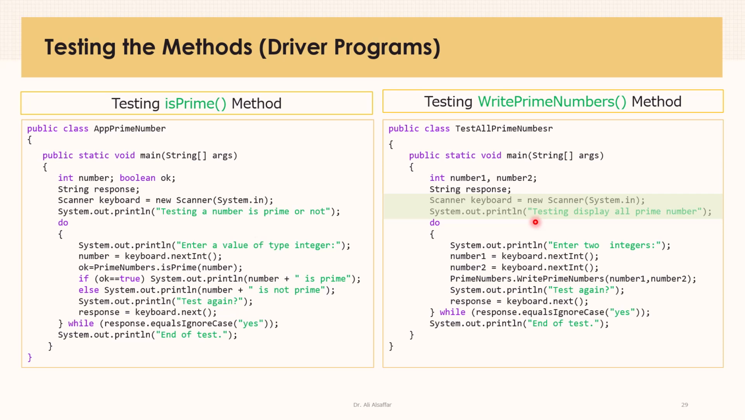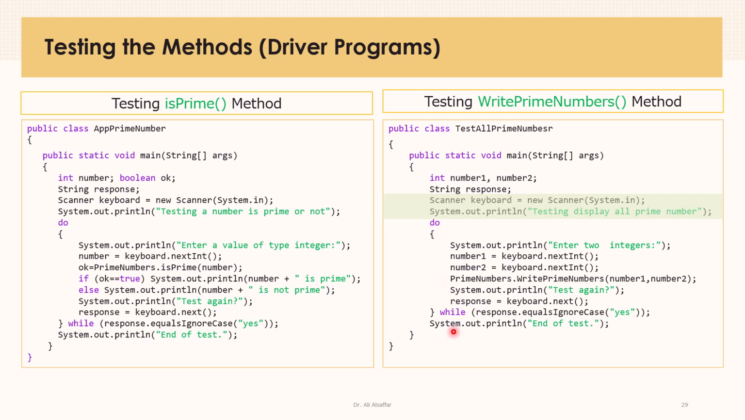The second driver program is for the second method, writePrimeNumbers. Similar to what we have done for the driver program for the first method, if we want to test the writePrimeNumbers method, then we have to repeatedly ask for two integers, supply these two integers to the method, and observe what is printed on the output screen.